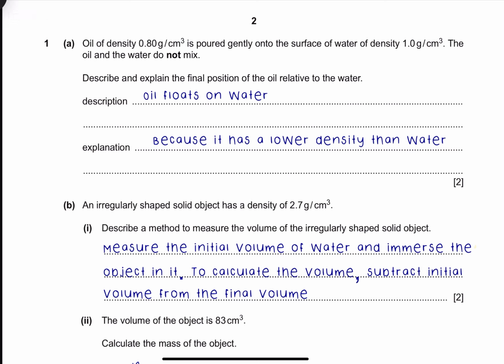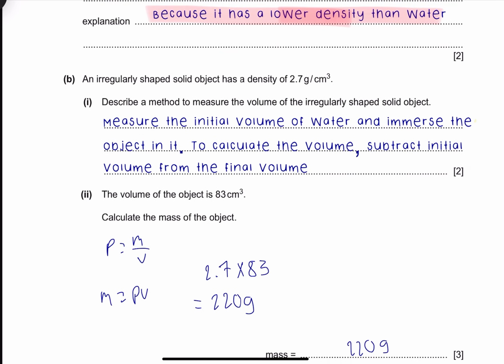Okay, in the first question we have the density of oil and the density of water given, and we have to describe and explain the final position of oil relative to water. As the density of oil is less than the density of water, it will float. And why does it float? Because its density is lower than the density of water.